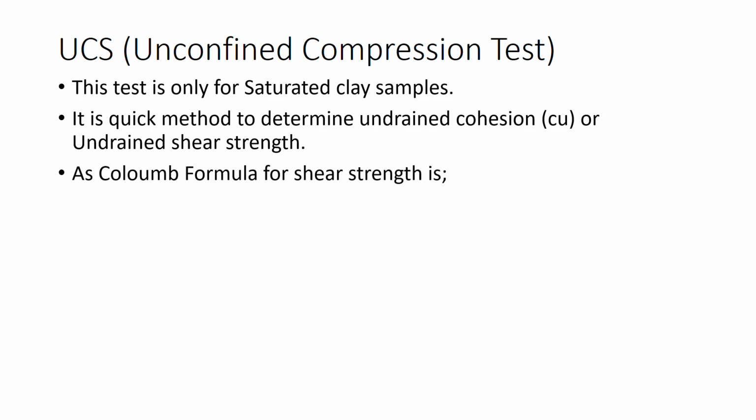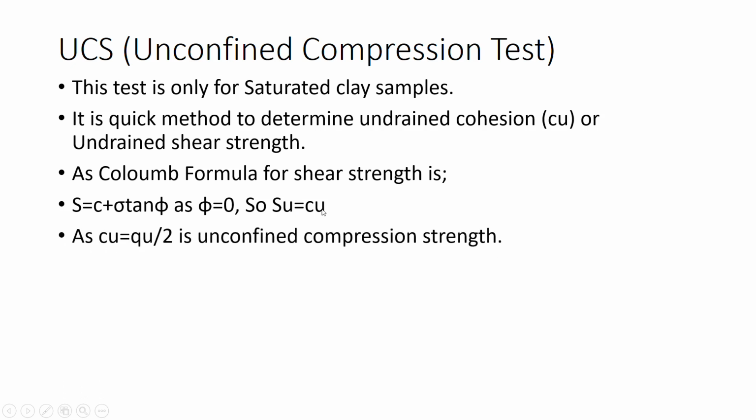As per the Coulomb formula for shear strength, during this test we assume that internal friction is equal to 0, so Su equals Cu. Cu is the undrained cohesion and Qu is the stress, found by dividing the force by the area. So Qu divided by 2 is the unconfined compression strength.